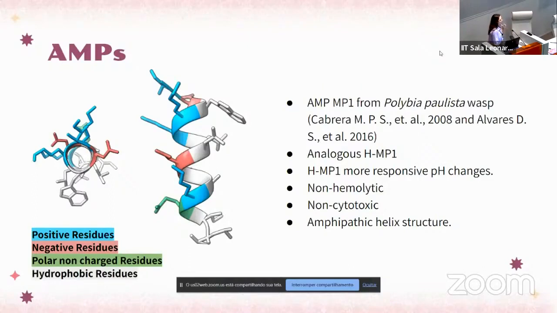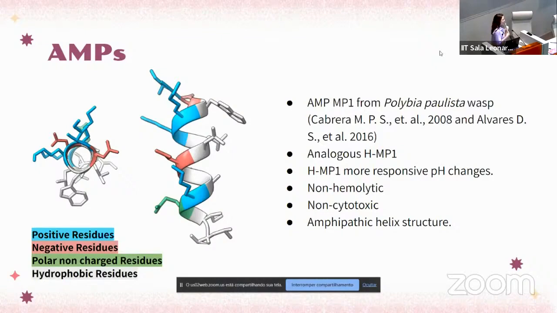its analogue that we call HMP1. That's the same as MP1, but we changed the lysines to histidines to have a peptide that's more responsive to pH changes and would only work at acidic pH.